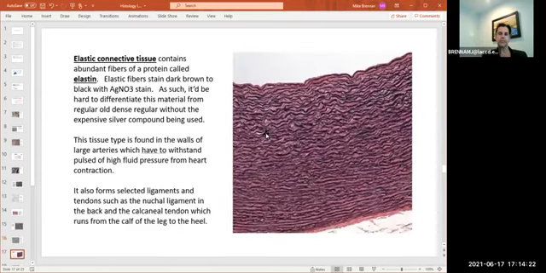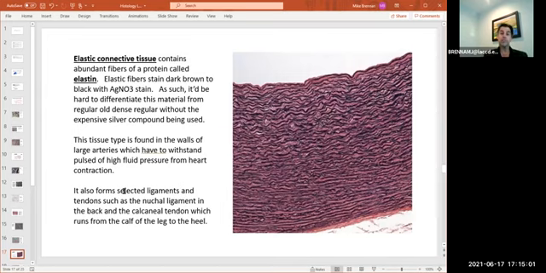Elastic connective tissue has more than just collagen. It has the protein elastin. Now, if we're going to look at elastic connective tissue, it would be really nice if the lab tech would stain it with silver nitrate so we could see the dark elastic protein fibers showing up here. But oftentimes you don't get that. This tissue type is found in the walls of large arteries where it has to stretch out and allow the artery to expand when a pulse of blood is pushed through it from the heart.